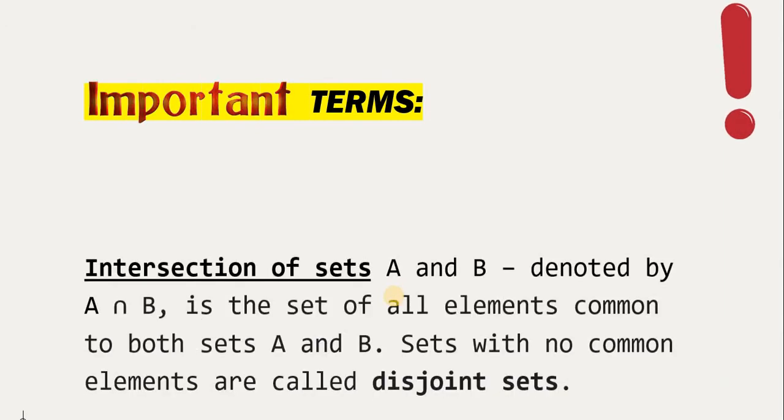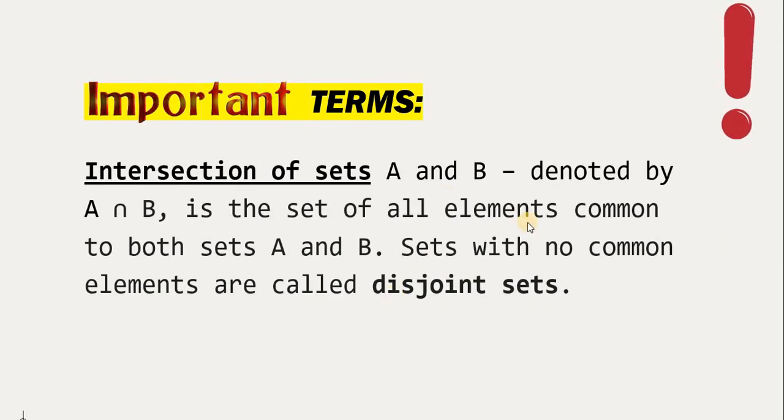Okay? Next. Another important term, the intersection of sets A and B, denoted by A intersection B or A intersects B. So, yung intersection symbol natin ay itong upside down na U or pabaliktad na U. A intersection B is the set of all elements common to both sets A and B. So, ano yung common sa set A and set B? Yun yung tinutukoy ng intersection.